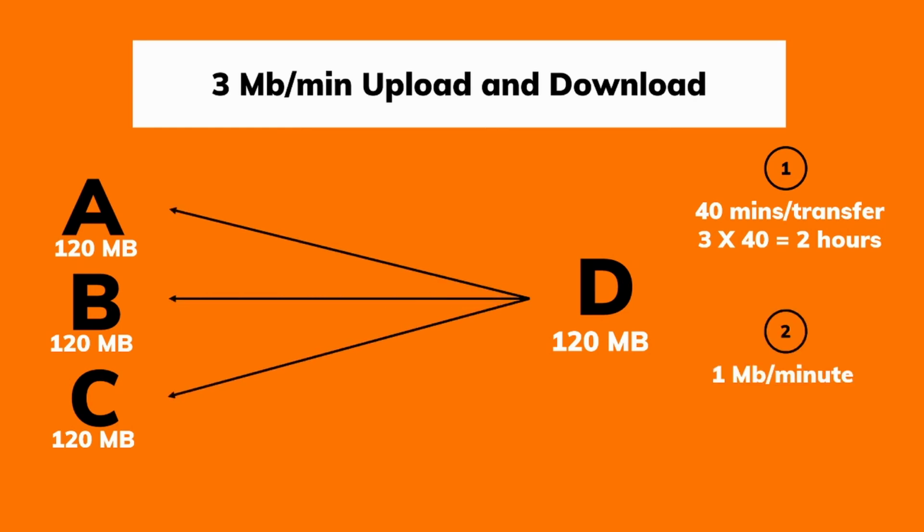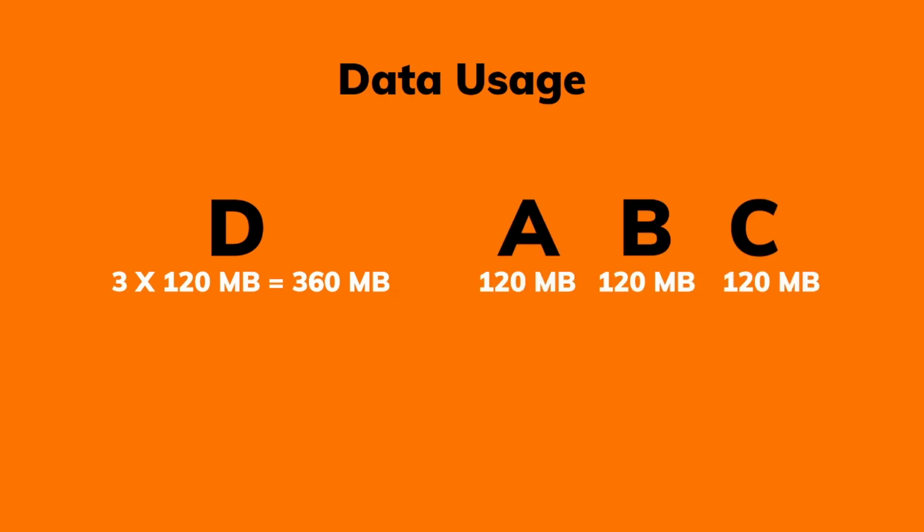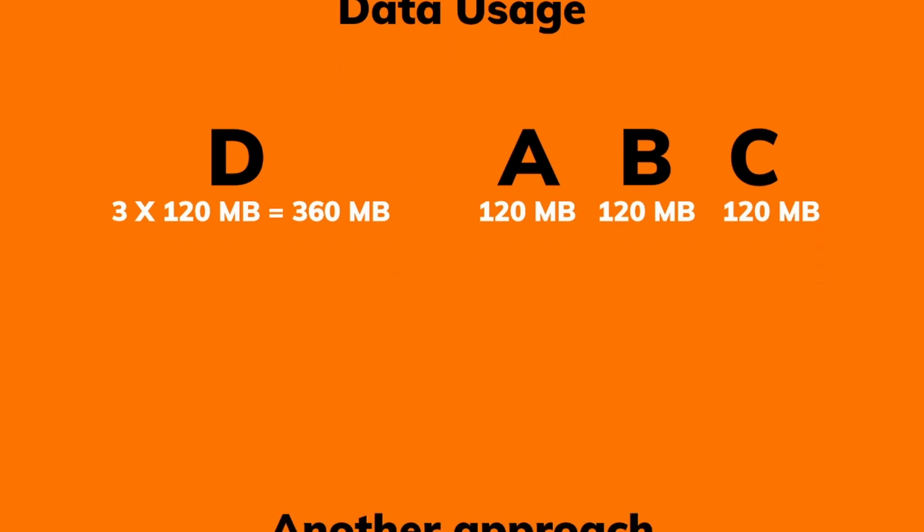Or he can transfer the whole file to all at once. It will be 1 MB per minute for each person. So this approach also takes 2 hours. And now we shall take a look at the usage of data. D is uploading the data repeatedly. That is, D uploads the file 3 times, which costs around 360 MB for D and 120 MB for each of the 3. This is not equal among all of them. And that's a huge amount of data for D to send a 120 MB file.